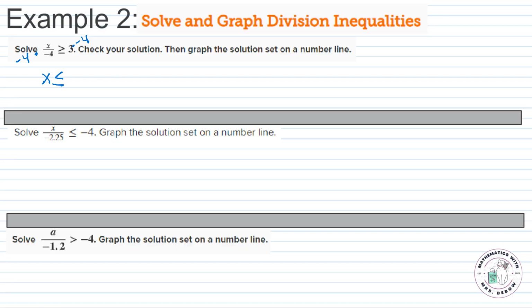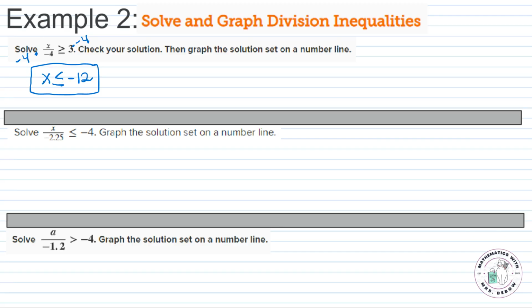And then 3 times -4 is going to be -12. So we get x is less than or equal to -12. To check our solution, I'm going to pick -16 because we're going to have to divide by a multiple of 4, right? So if I use -16, because -16 is less than or equal to -12, -16 divided by -4 would be a +4, and 4 is greater than or equal to 3. So that is going to end up being perfectly fine.